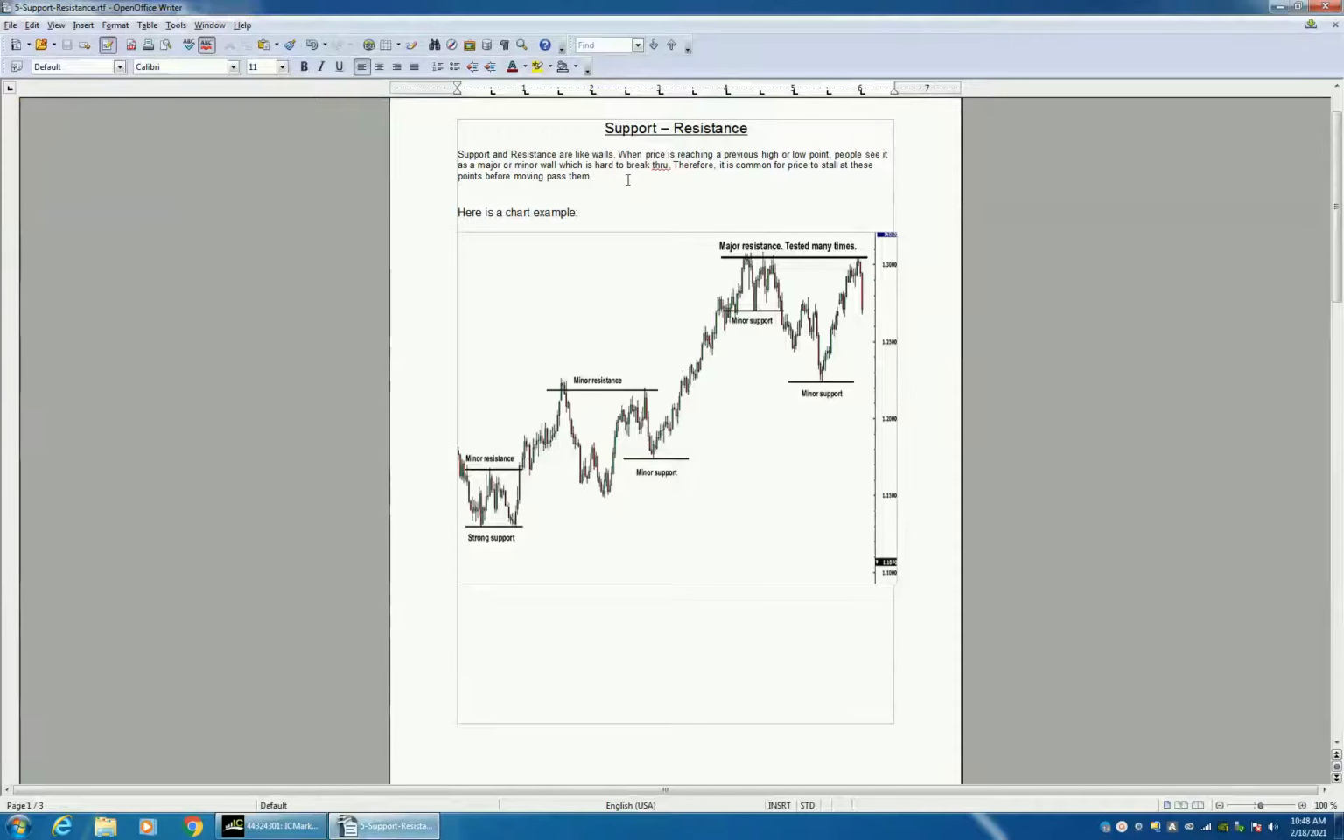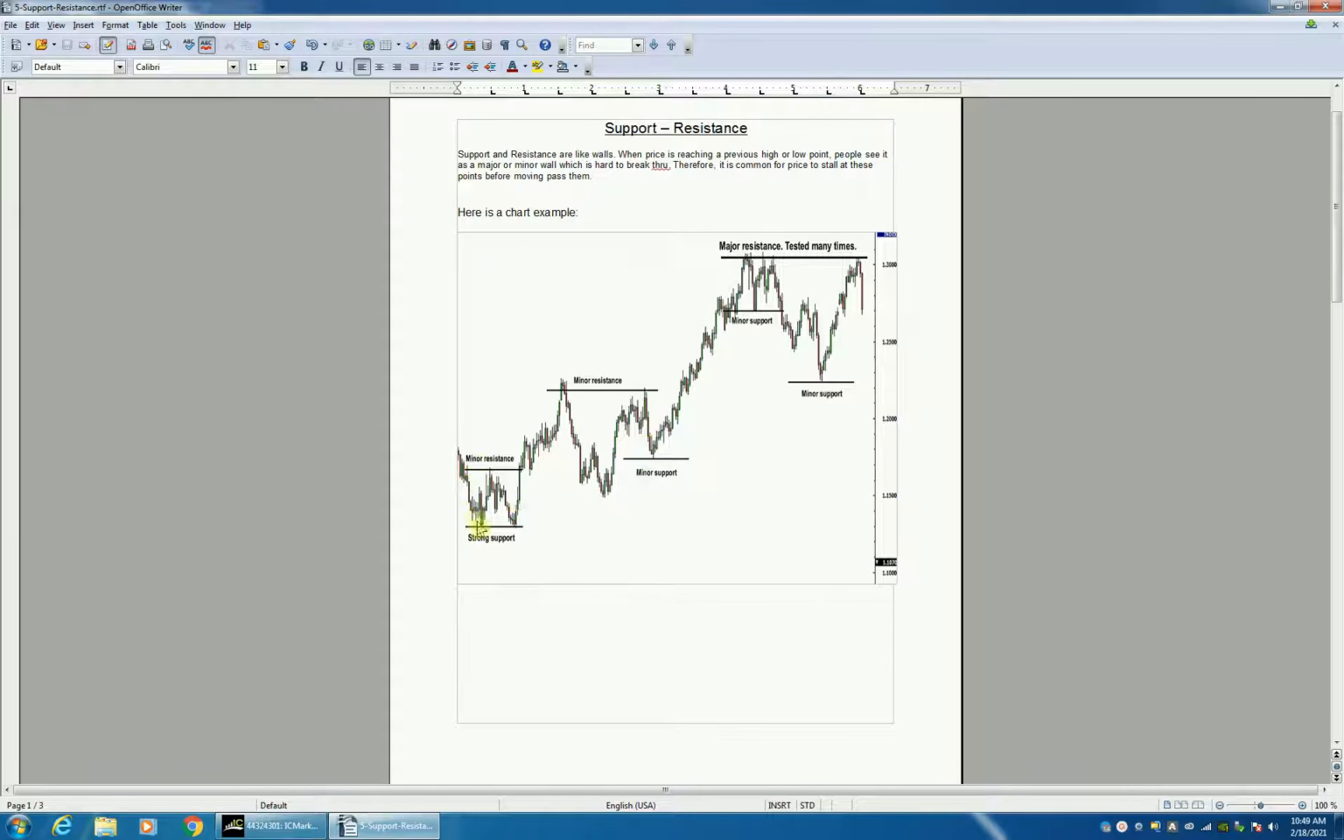So support and resistance are like walls. If you look at any chart, IBM, Apple, Bitcoin, any kind of instrument that you put on the chart, you will see that price actually retraces at specific places, and those are called resistance or support. Don't worry about whether it's a minor resistance or a major resistance. What you're going to look for is where the price hits twice and reverts to the other side.